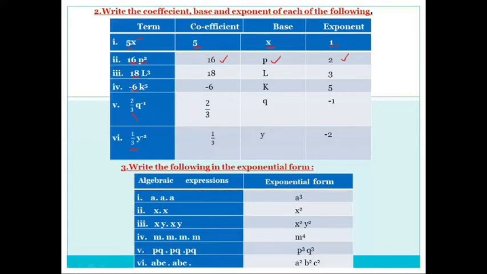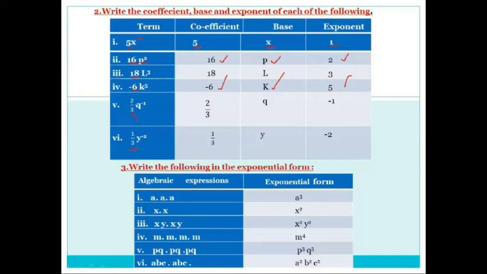Now in the fourth part, minus 6k power 5. From the written procedure, we are very clear that minus 6 is the coefficient, k is the base, and the power is the exponent. So dear student, minus 6k power 5 means minus 6 is the coefficient, k is the base, and 5 is the exponent.